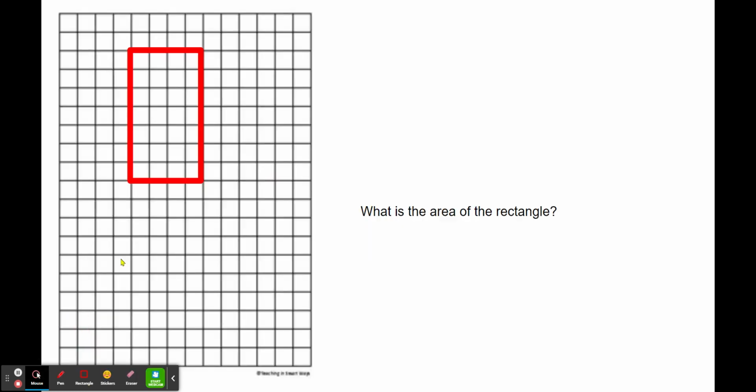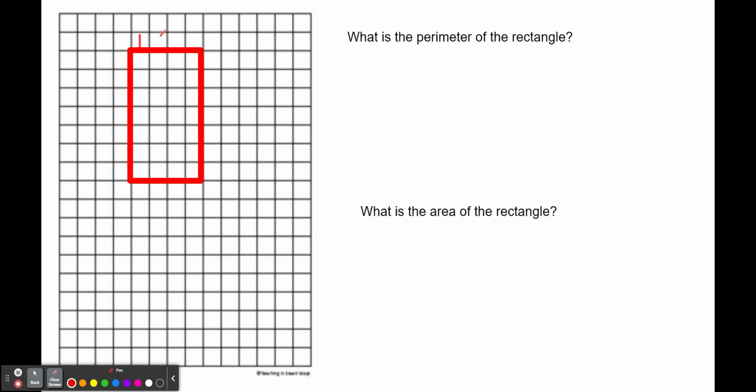All right, let's go ahead and take a look at our first problem. We're going to figure out what is the perimeter of the rectangle and what is the area of the rectangle. So over here, I have this rectangle on my graph paper or grid paper. And so perimeter is the distance around the shape. So we're going to find the length of the outline. And each one of these is a square unit.